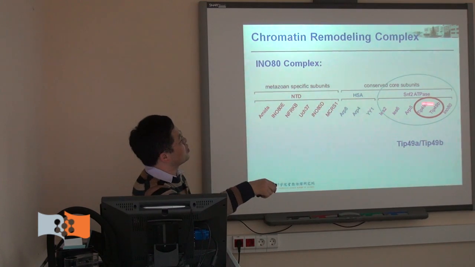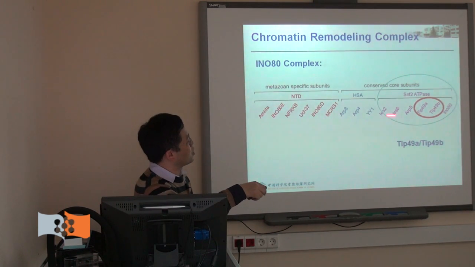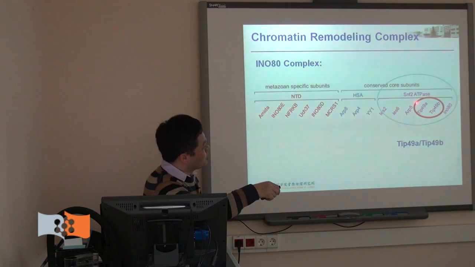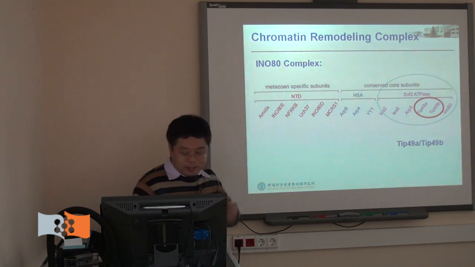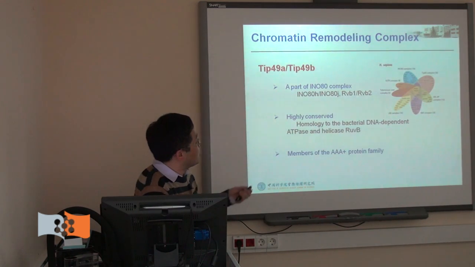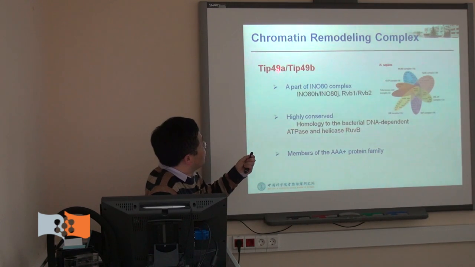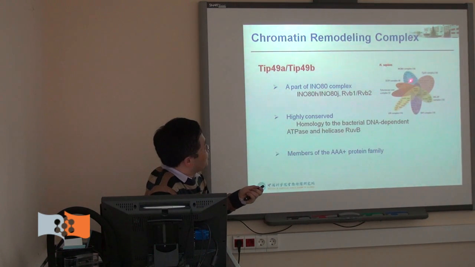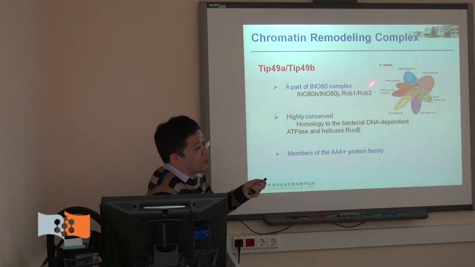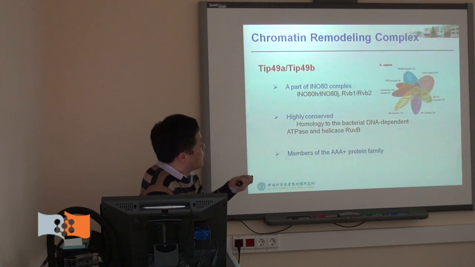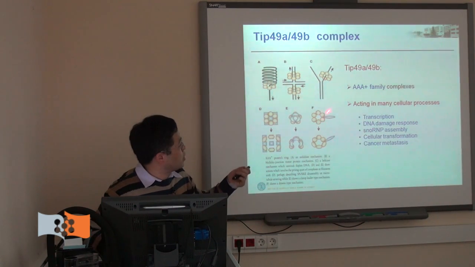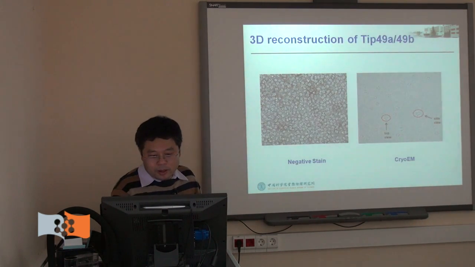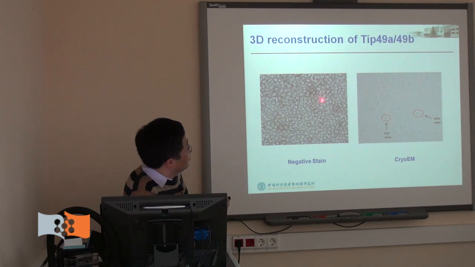We are still working on this, but we didn't make a lot of progress. But in the process, we found this complex is a subcomplex of the whole complex, which is very interesting. That complex we call Tip49A and B, or sometimes RVB1, RVB2. It's a core component of a lot of important complexes. It's highly conserved, so we recently got this resolved. This is a family complex. Then we reconstructed this one.